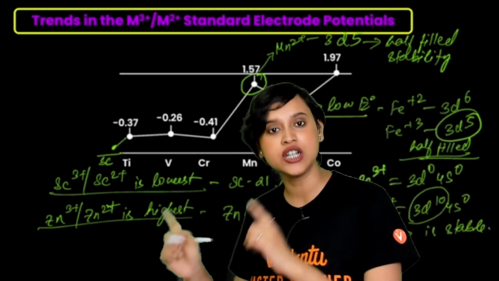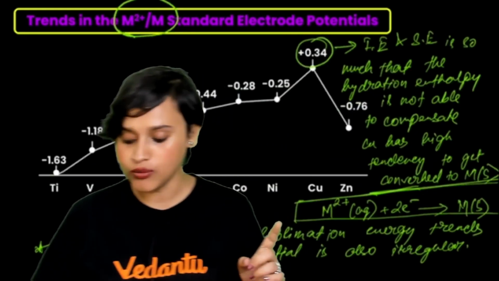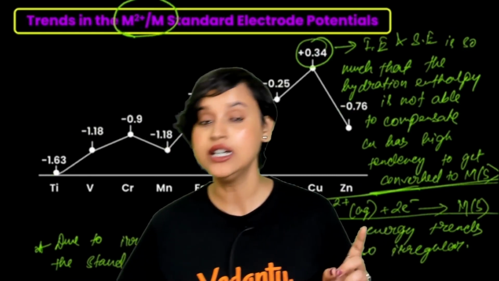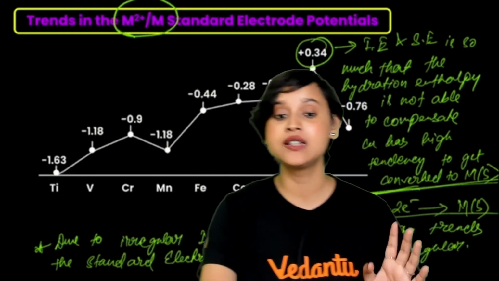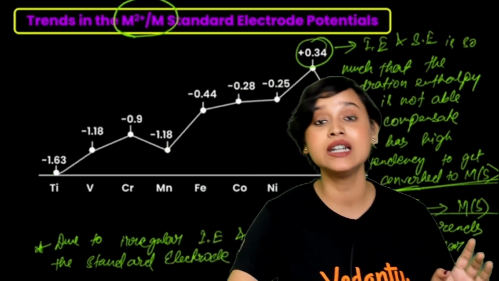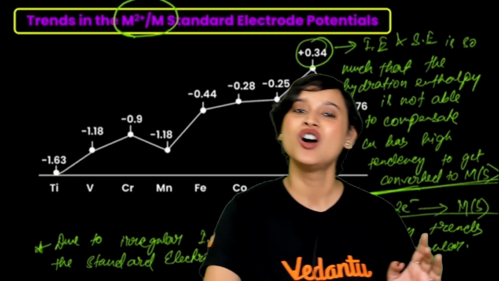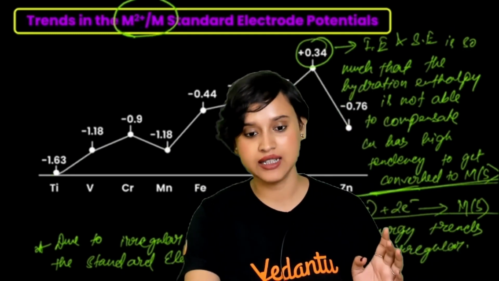Because the ionization energy and sublimation energy are so high that the hydration energy cannot compensate. Okay, please do make a note of it. It is very important. It has come many times in the exam. So just make sure that you know every fact regarding this chapter.